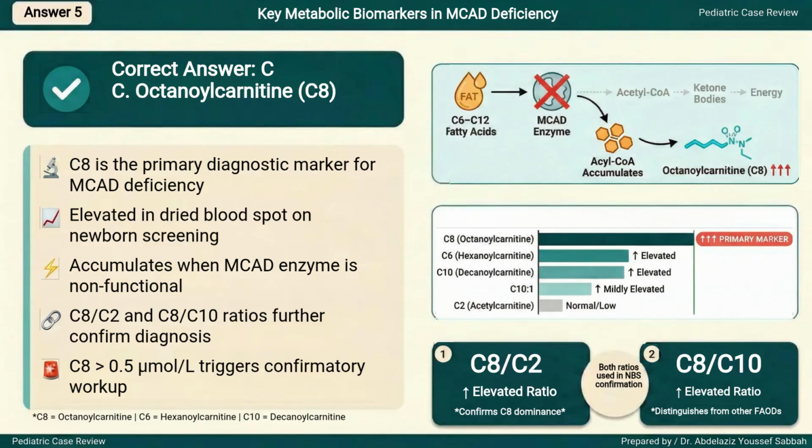Option A, propionyl carnitine C3, is elevated in propionic acidemia. Option B, palmitoyl carnitine C16, is associated with long-chain fatty acid oxidation defects. Option D, isovaleryl carnitine C5, is elevated in isovaleric acidemia.